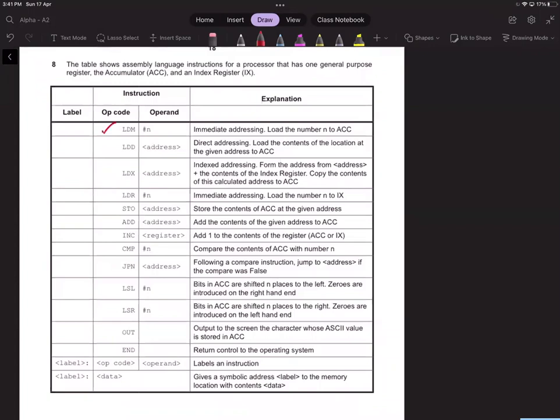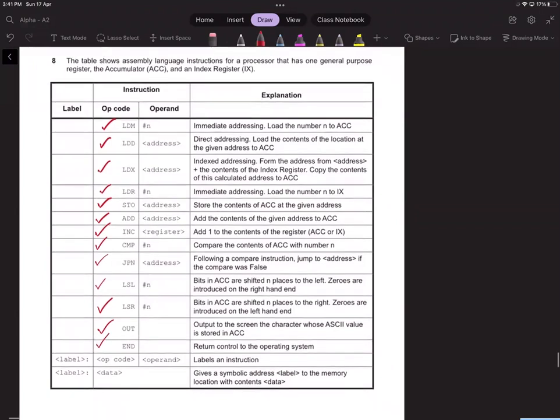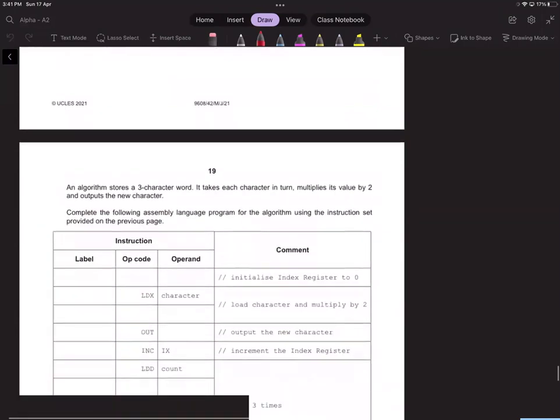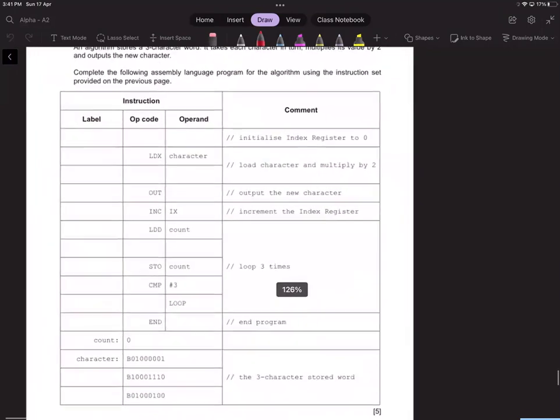LDM, load immediate, load direct, load indexed, load to index register, store, add, increment, compare, jump if not equal, logical shift left, logical shift right, output. So this is all that is given in the syllabus. There is nothing new. Now we have to write this program.